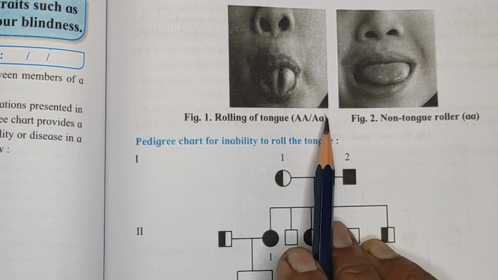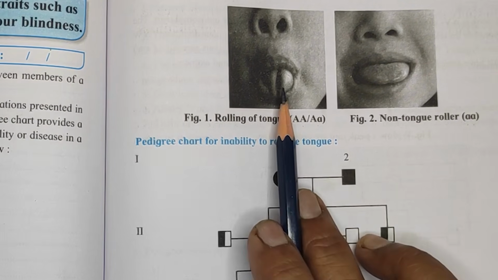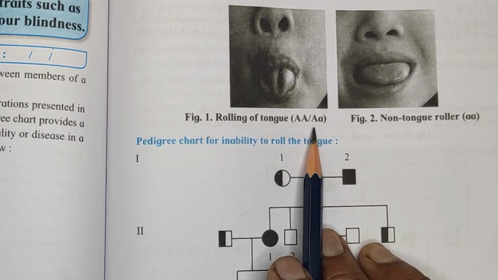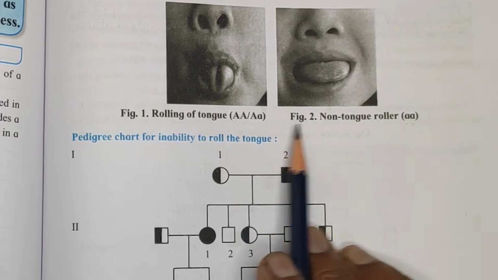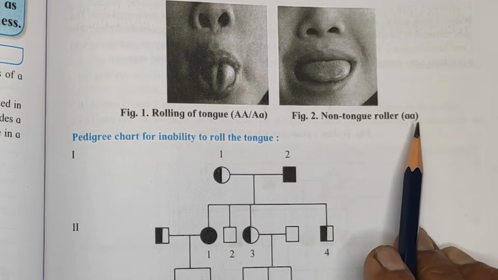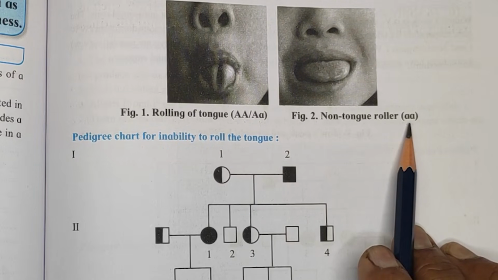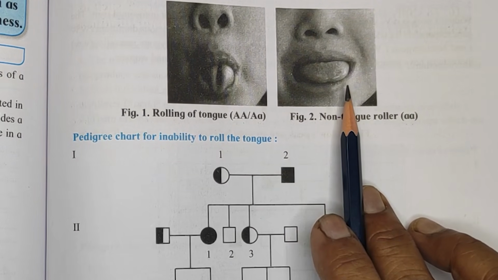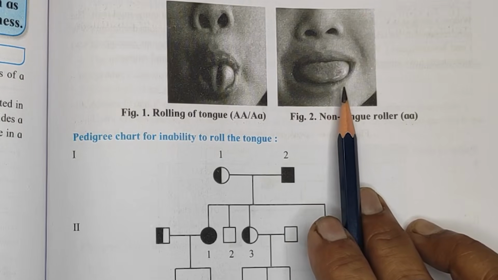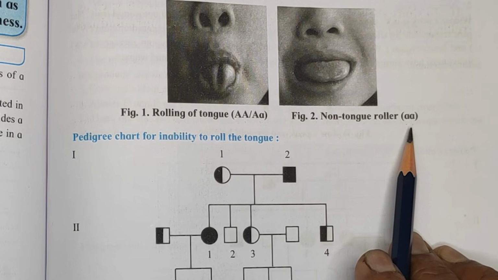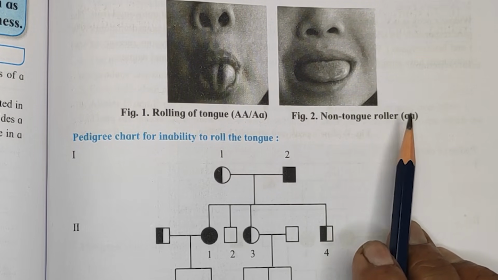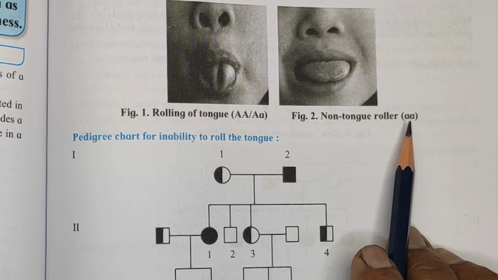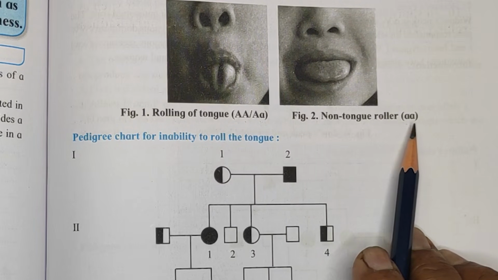So we can say that this person can also roll the tongue, but is heterozygous. While the other person has both small a's, this person cannot roll the tongue. It is the inability to roll the tongue, and this one is recessive. So it shows an autosomal recessive trait. Homozygous, and it is recessive.